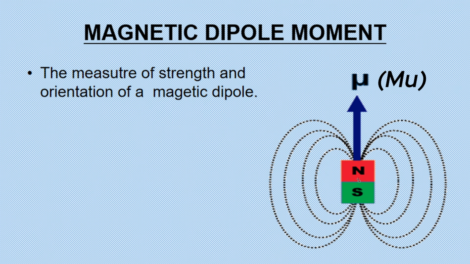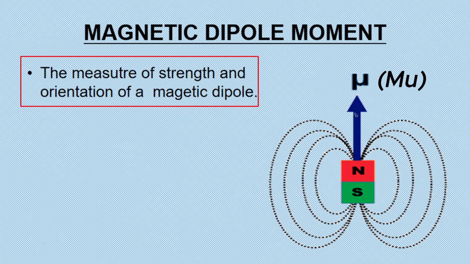Now, when we consider the north pole and the south pole, we can introduce a new term called magnetic dipole moment. The measure of strength and the orientation of a magnetic dipole is called magnetic dipole moment. Similarly, we can represent magnetic dipole by the symbol nu, and as a result, we express magnetic dipole moment by arrows, while these arrows point out from the north pole and then enter into the south pole.